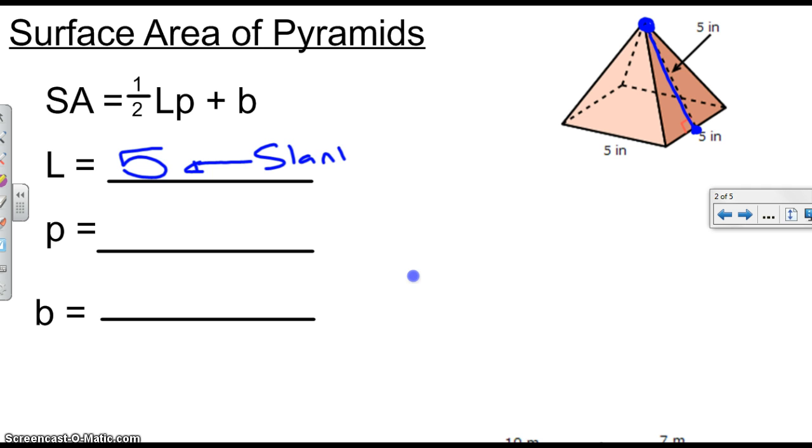Once again, slant height. It's important to remember that. The L is going to be slant height throughout this entire process, so it'll keep popping up. Now the P stands for perimeter, but more importantly, it's the perimeter of the base. Very important that you recognize this.